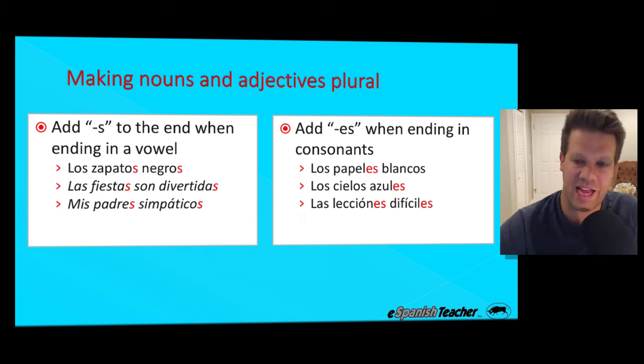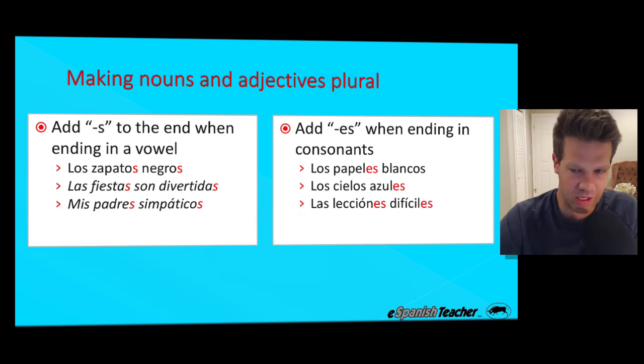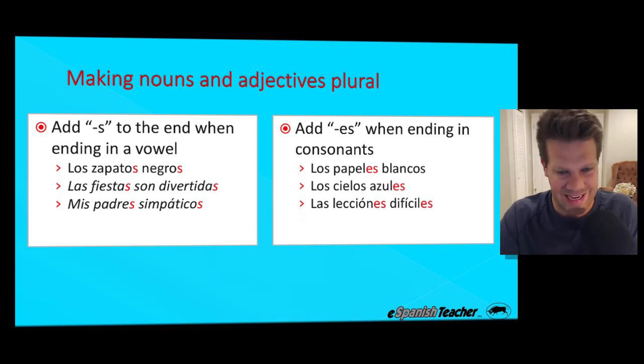And then finally, this last example, las lecciones difíciles. Both lección and difícil end in consonants. So instead of just adding an S like we did in the section on the left, when the words ended in a vowel, since these words on the right end in a consonant, you have to actually add an ES to make it plural. So there's two ways to make nouns and adjectives plural. If they end in a vowel, you add just an S, and if they end in a consonant, you add an ES.